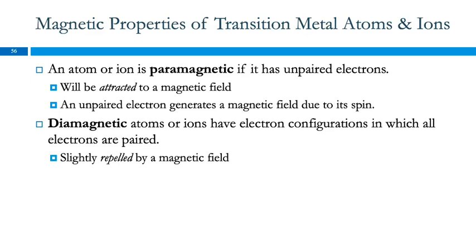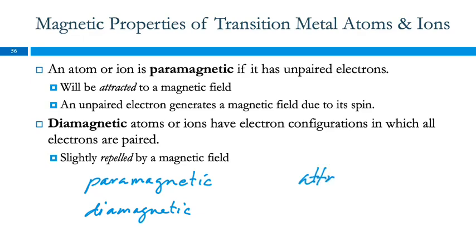So I have had a lot of trouble keeping these straight. So this is another case where we have two pairs, and we have to get them matched up correctly. So we have paramagnetic, we have diamagnetic, we have attracted, did I spell that right? And repelled. Actually, we can just think of it as not attracted, slightly repelled.